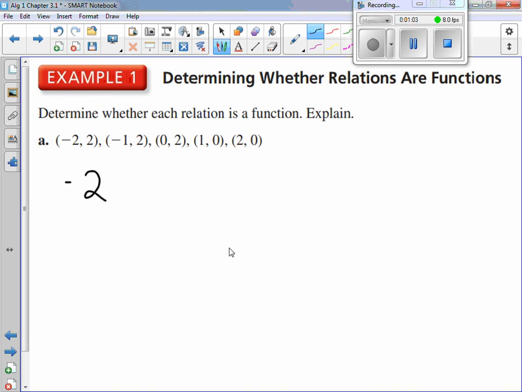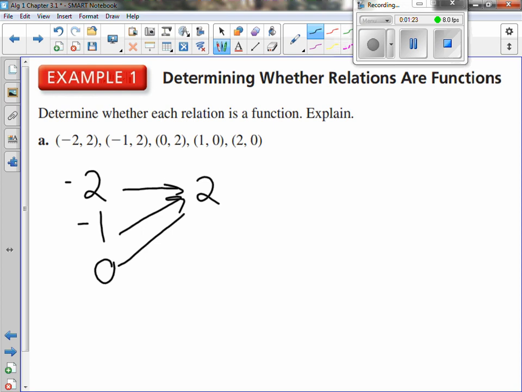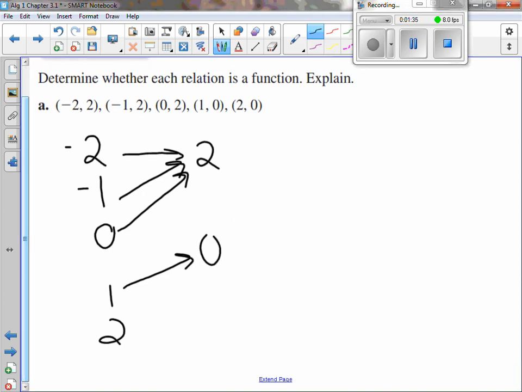So -2 goes to what output? 2, yes, because input is x, output is y. We're taking -2 to 2. And where does -1 go? The next one, it goes to 2 also, yes? 0 goes to 2. 1 goes to, not 2, it goes to where? 0. Yep, and 2 goes to 0. Would this be considered a function? Yes, because each input has exactly one output, yes?